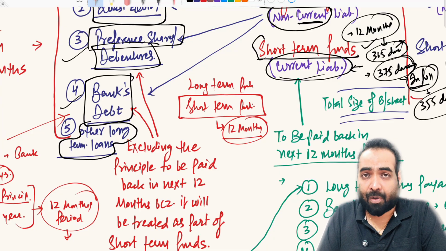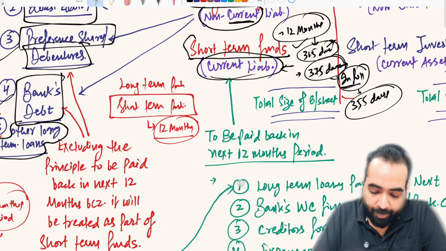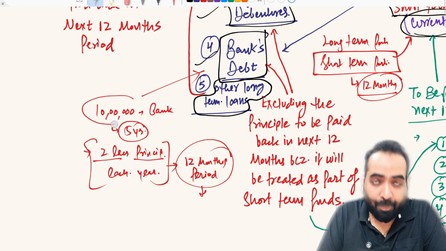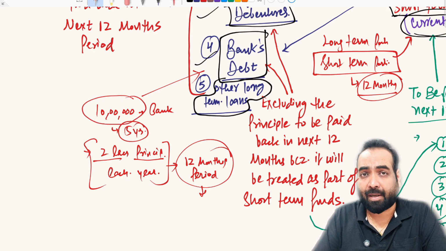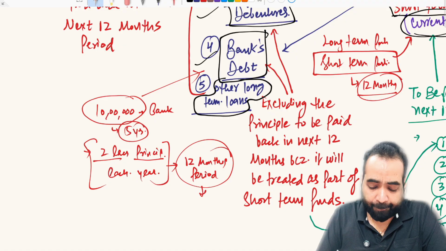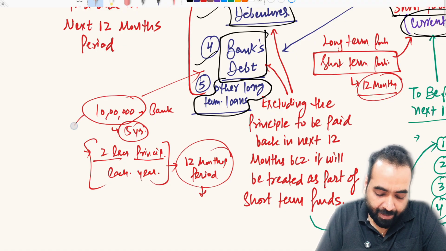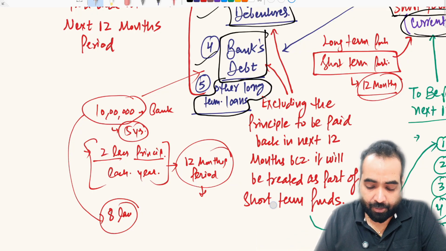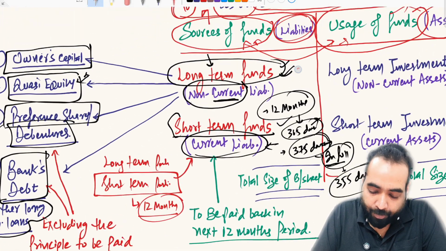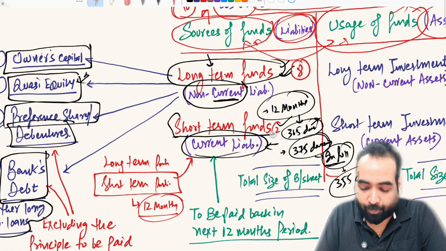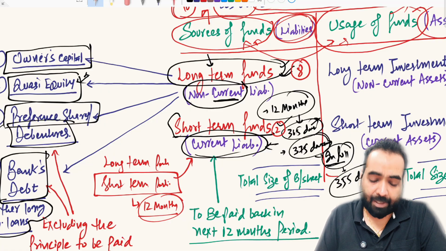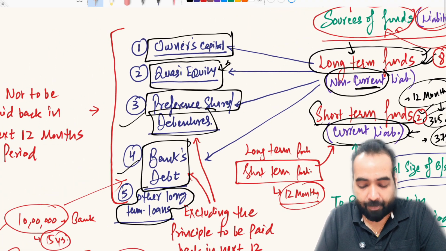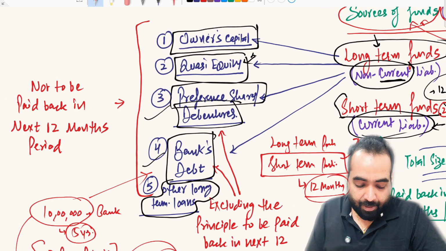Any principal amount which is payable in the next 12 months shall be classified as current liability, and the balance amount, like in this example, if 10 lakh rupees is outstanding and 2 lakh rupees you need to pay back in the form of monthly EMIs, principal amount in the next 12 months, then the balance 8 lakh rupees is payable beyond that 12 months period. So in the financials, in the balance sheet, these 8 lakh rupees shall be classified as long term funds and 2 lakh rupees shall be classified as short term funds, right? This is the thing that you need to care about for the bank's debt and the preference debentures if they have any redeemable clause, right?